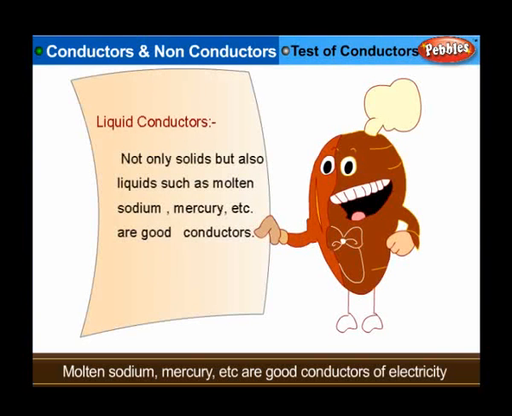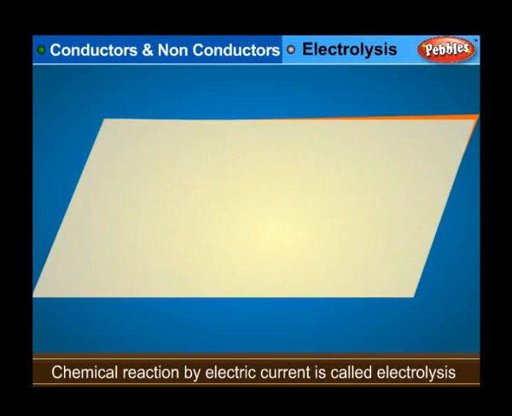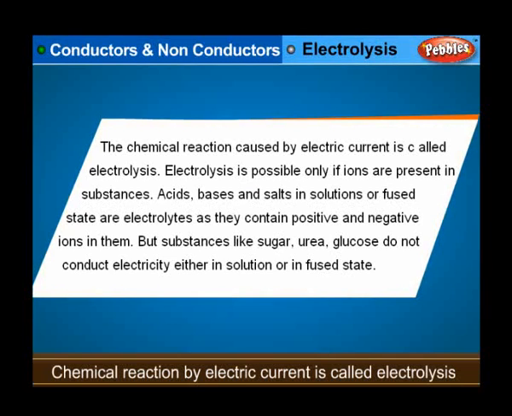Liquid conductors. Not only solids, but also liquids such as molten sodium, mercury, etc. are good conductors. Electrolysis. The chemical reaction caused by electric current is called electrolysis. Electrolysis is possible only if ions are present in substances. Acids, bases, and salts in solutions or fused state are electrolytes as they contain positive and negative ions in them. But substances like sugar, urea, glucose do not conduct electricity either in solution or in fused state.